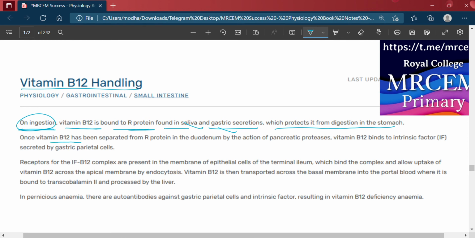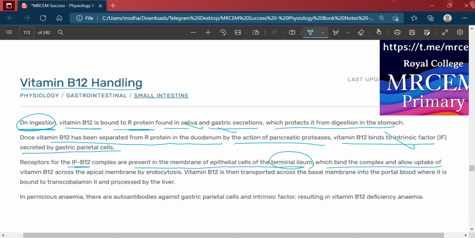Once vitamin B12 has been separated from the R protein in the duodenum by the action of the pancreatic protease, vitamin B12 binds to the intrinsic factor, secreted by the gastric parietal cells. Receptors for the intrinsic factor B12 complex are present in the membrane of the epithelial cells in the terminal ileum, which bind the complex and allow uptake of vitamin B12 across the apical membrane by endocytosis.